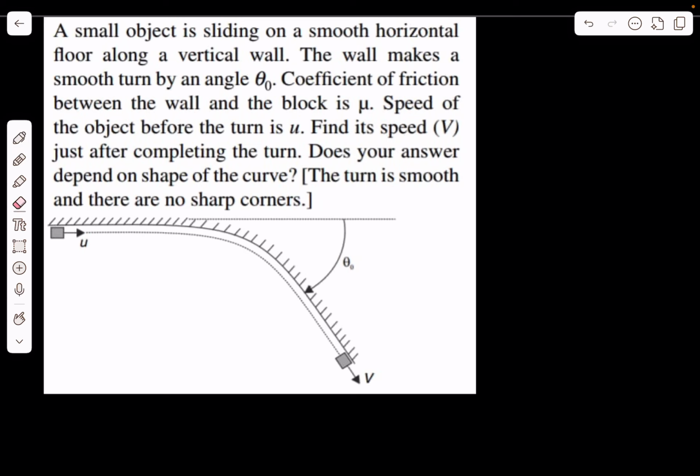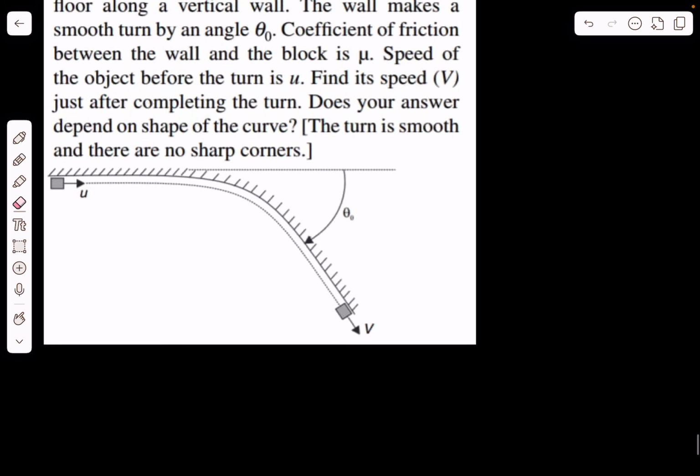So the object is sliding on a smooth horizontal floor along a vertical wall, and the wall makes a smooth turn by an angle theta naught. The coefficient of friction between the wall and the block is mu. The speed of the object before the turn is u at the starting. Find its speed v just after completing the turn.